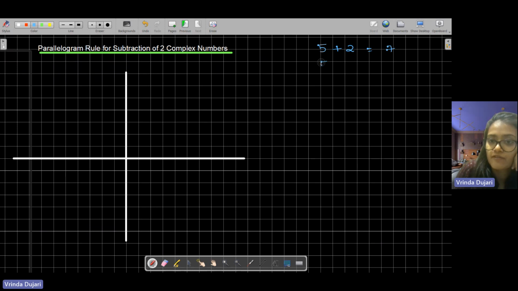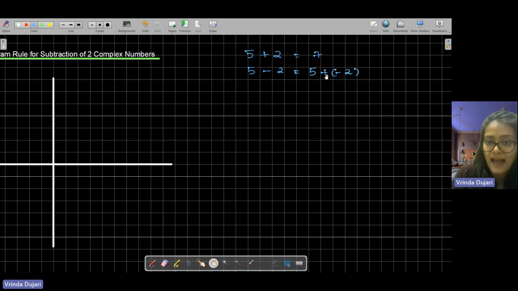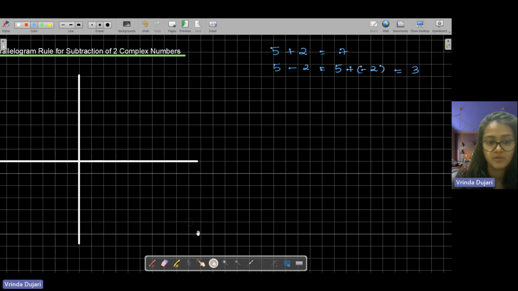Now, if you want to do 5 minus 2, we can also write 5 minus 2 as 5 plus negative 2. So what I'm doing here is adding the additive inverse of 2, right? The additive inverse of 2 is negative 2. So 5 minus 2 is nothing but 3. A similar concept we are going to use in subtraction of complex numbers.